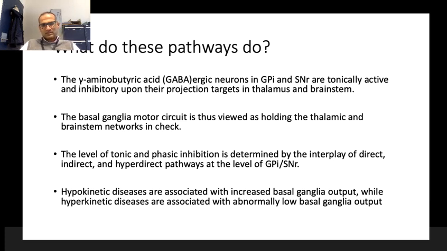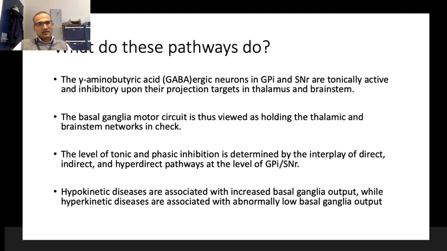I just mentioned a couple of things. As we know, all the information from the basal ganglia goes to the cortex via the thalamus, and the thalamus is held in inhibition at rest, when we're not doing anything, by the GPi mainly. These basal ganglia circuits are viewed as holding the thalamus in check, like a brake. And the level of this tonic inhibition is determined by the interplay between the three circuits.